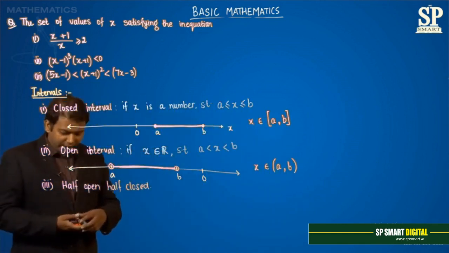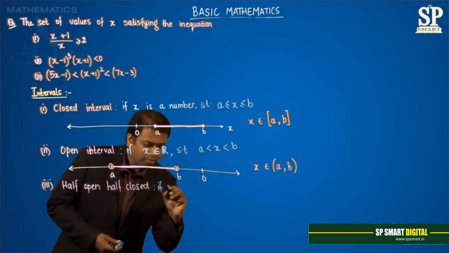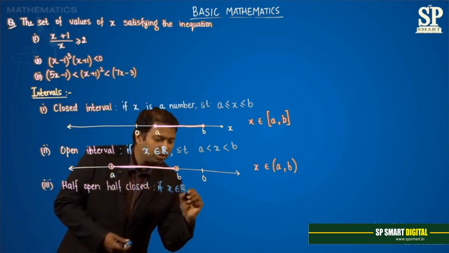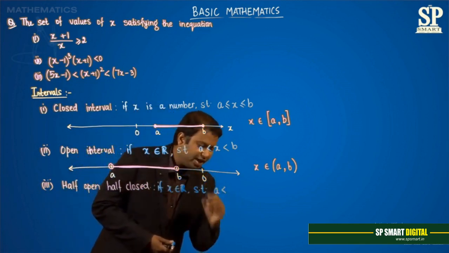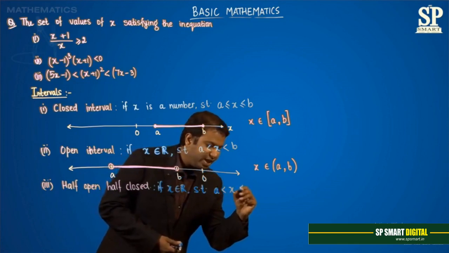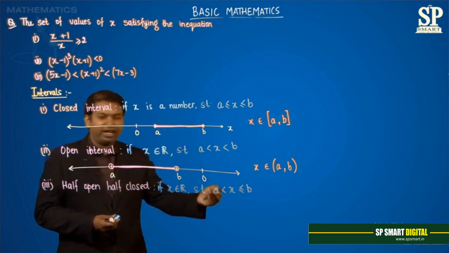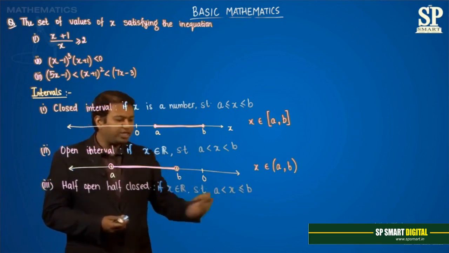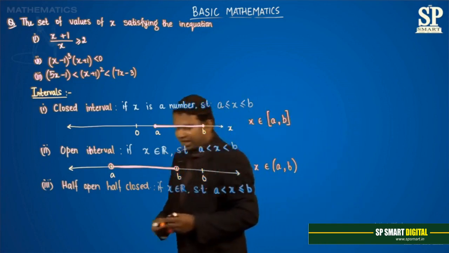So let us say here we have a number X belonging to real numbers such that A is less than X is less than or equal to B. Now you could also have the case when A is less than or equal to X, which in turn is less than B. So how do we represent in this case?